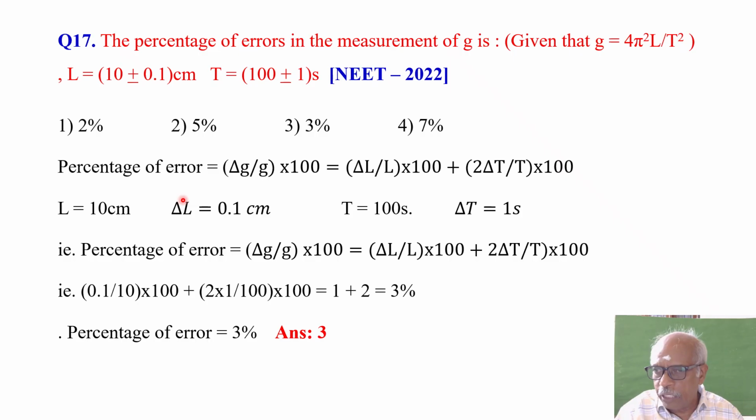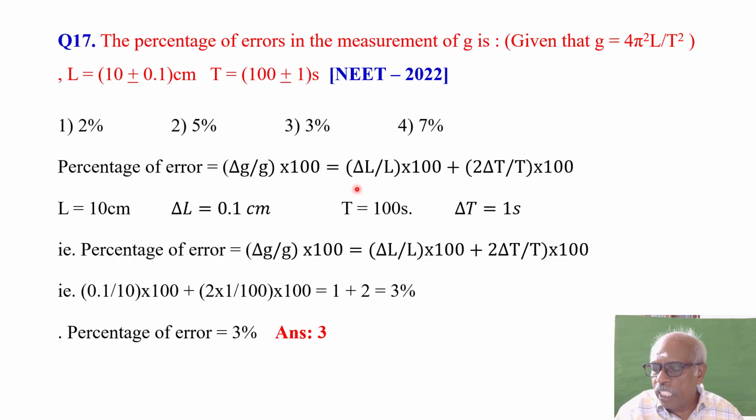Percentage of error is equal to the error in measurement, delta G by G. Delta G is the error in measurement, G is the actual value. So delta G by G, if you multiply it by 100, you will get percentage of error. So the formula for percentage of error is delta G divided by G into 100. So what are the measurements that you are taking? You are measuring L and also T.